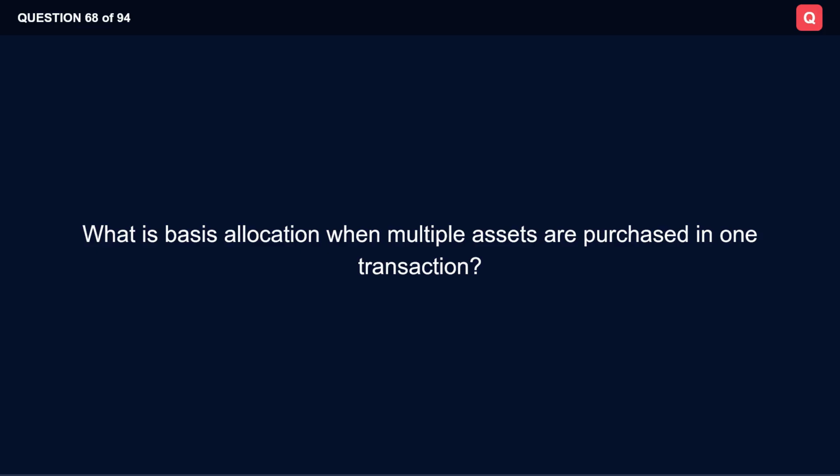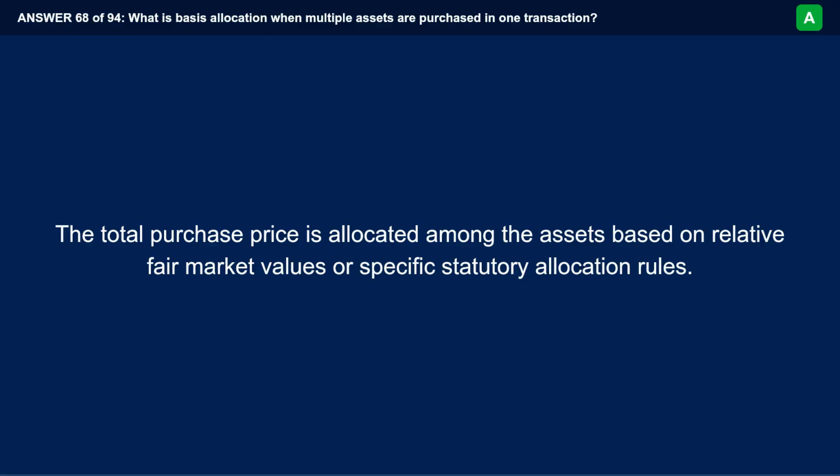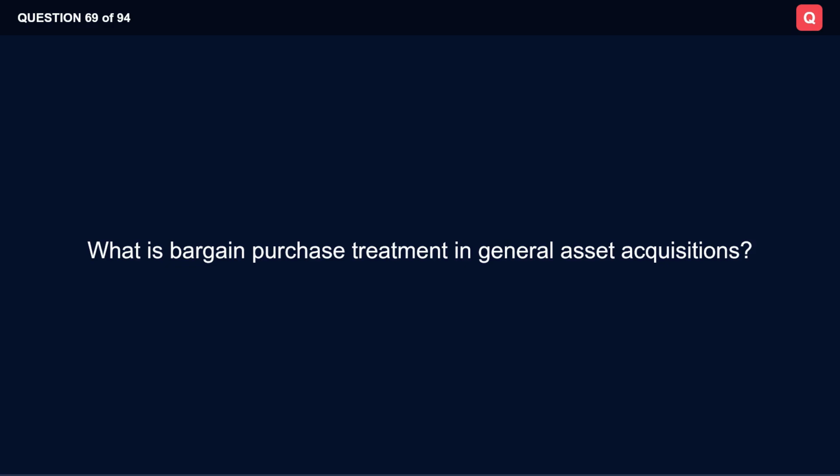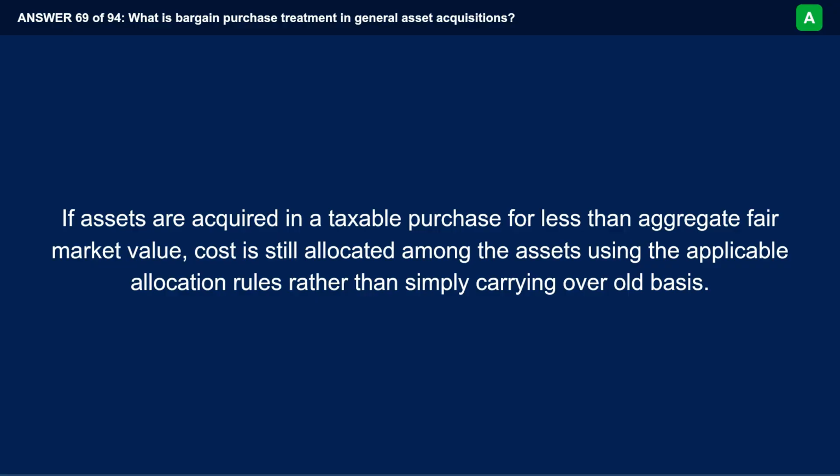What is basis allocation when multiple assets are purchased in one transaction? The total purchase price is allocated among the assets based on relative fair market values or specific statutory allocation rules. What is bargain purchase treatment in general asset acquisitions? If assets are acquired in a taxable purchase for less than aggregate fair market value, cost is still allocated among the assets using the applicable allocation rules rather than simply carrying over old basis.